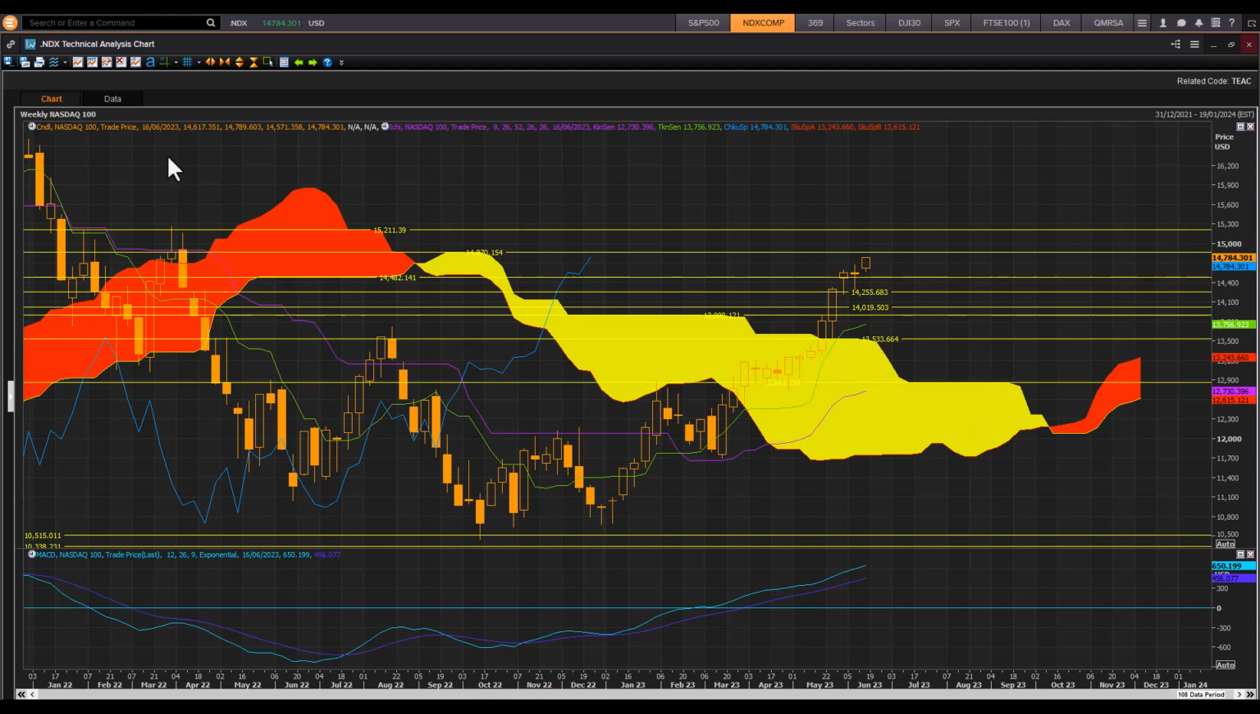Richard here doing a quick Ichimoku Cloud Chart market review of the Nasdaq 100 Index. We'll start with a weekly big picture review. We're now about 5 weeks into this bull market rally based on the weekly Ichimoku. Price action above the cloud is bullish.